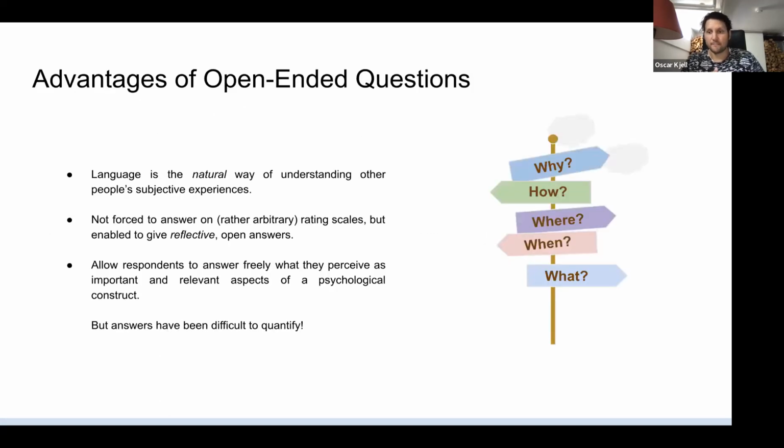So therefore, we see some advantages of open-ended questions. First of all, language is a natural way of understanding other people's subjective experiences, and it's also often the natural way to communicate these experiences. And then you're not forced to answer on rather arbitrary rating scales, but instead provide reflective, open answers. So they allow respondents to answer freely what they perceive as important and relevant aspects of a psychological construct. But these have historically been quite difficult to quantify.